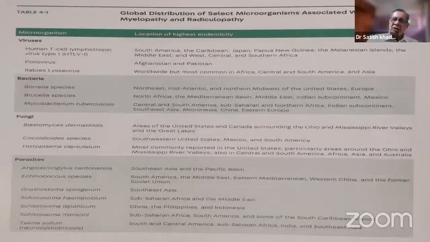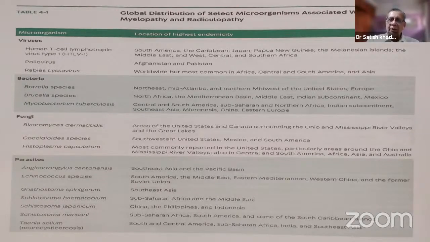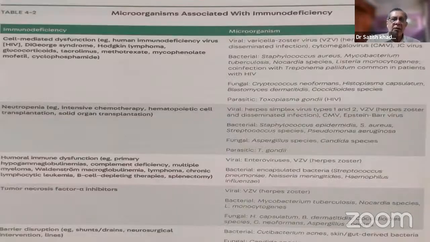Right. So then in the chapter, there are some very nice tables, like table 4.1, which tells us about the global distribution of select microorganisms associated with myelopathy and radiculopathy. And this is very nice to go through. Here we will see poliovirus. It says Afghanistan and Pakistan. Then various types of bacteria, fungi, parasites. So this table is worth reading.